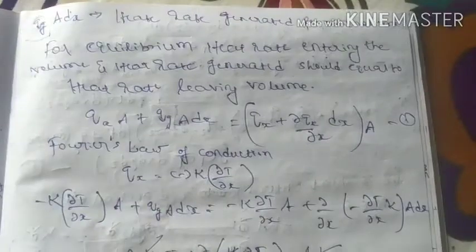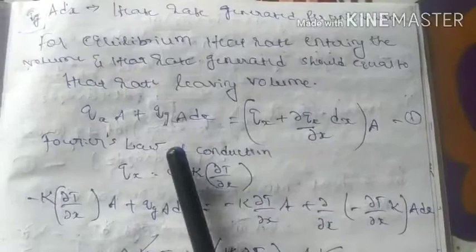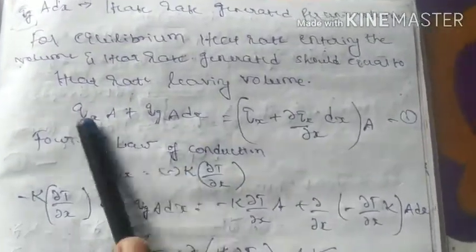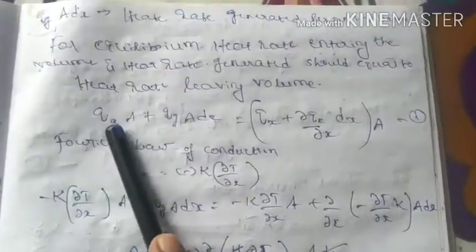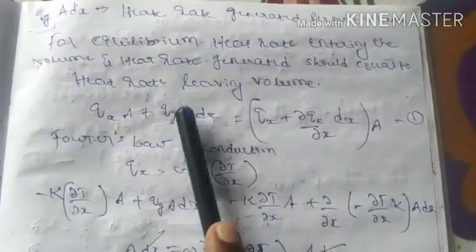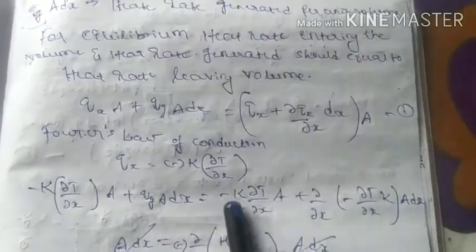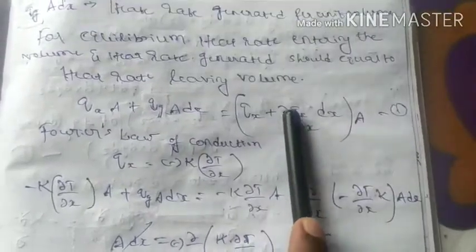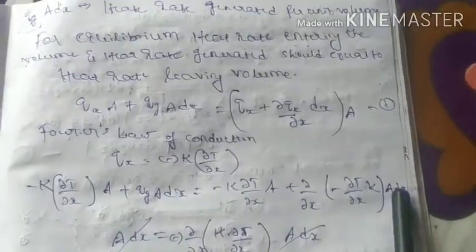Now the next step is using Fourier's law of conduction, that is Qx equal to minus k into dou t by dou x. In place of Qx you have to substitute this. So here Qx is nothing but minus k dou t by dou x, plus Qg into A into dx, and here also Qx into A, therefore Qx is minus k into dou t by dou x into A, and dou Qx by dou x is there, therefore dou by dou x, and Qx is minus k into dou t by dou x into dx into A.